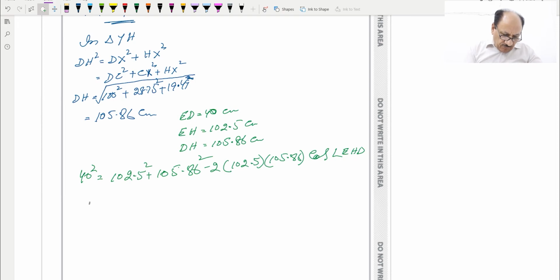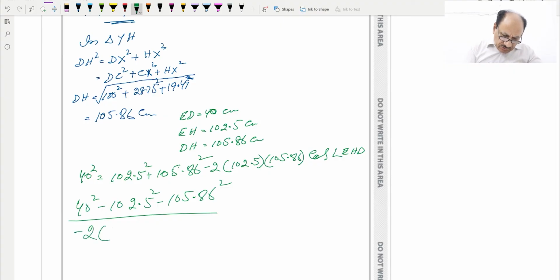It will be 40 square minus 102.5 square. I'm shifting this to the other side. This number 105.86 is also shifting to the other side, and minus 2 is shifted as the denominator.